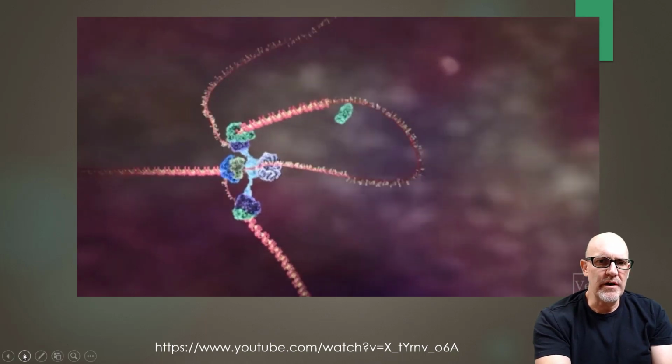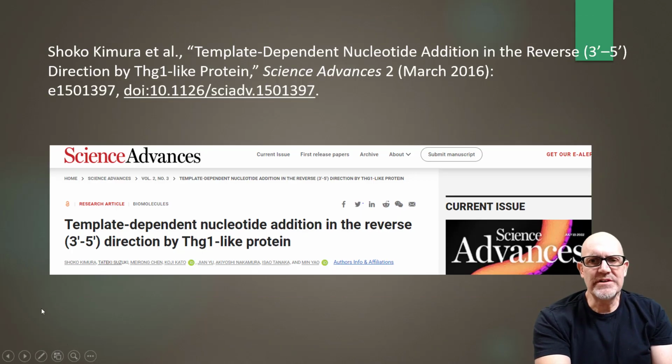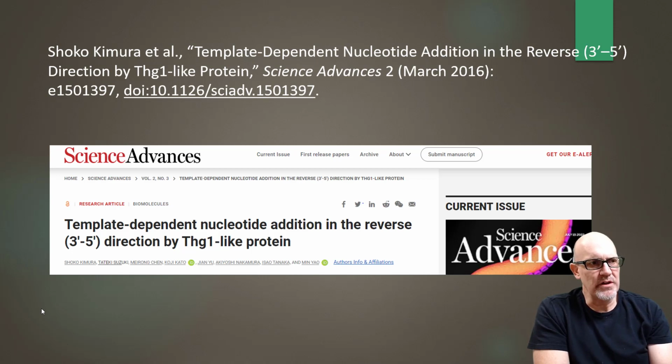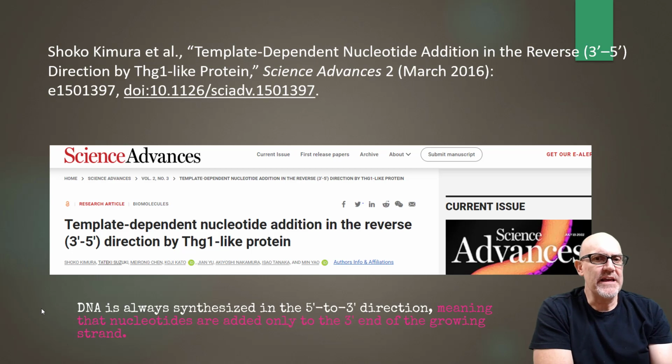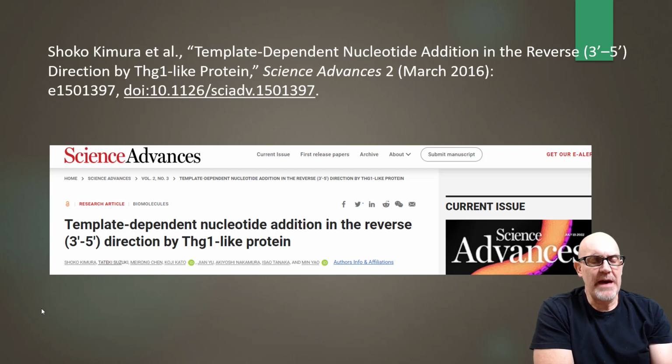So here's a paper that was published recently in Science Advances, and in that paper the authors actually found a tRNA molecule where the RNA polymerase actually adds nucleotides in the, well, it jumps onto the 5' sugar and works towards the 3' end. And that's opposite the way it does in DNA. So this is really rare for this to happen.